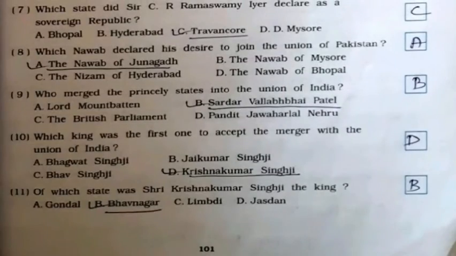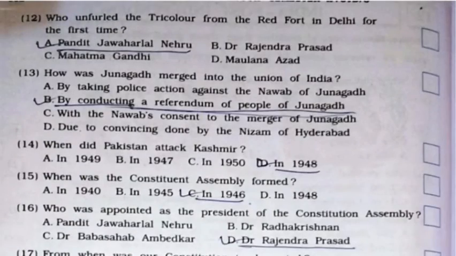10th, which king was the first one to accept the merger with the Union of India? It's option number D, Krishna Kumar Singh Ji. 11th, of which state was Sri Krishna Kumar Singh Ji the king? It's option number B, Bhavnagar. 12th one, who unfurled the tricolour from the Red Fort in Delhi for the first time? It's option number A, Pandit Jawaharlal Nehru.